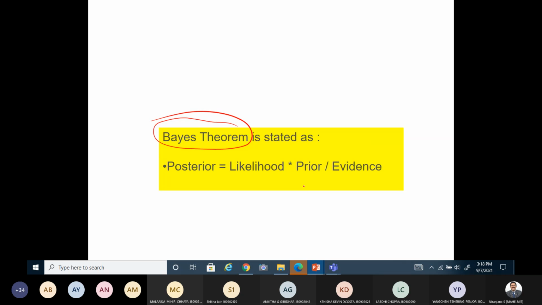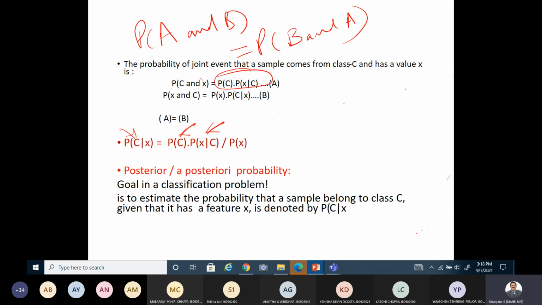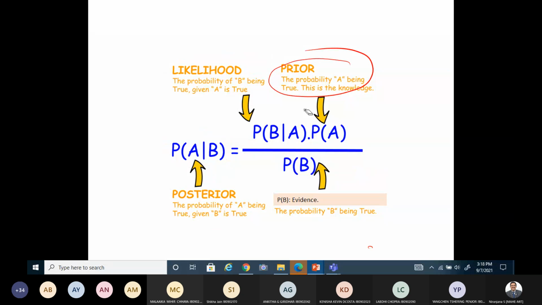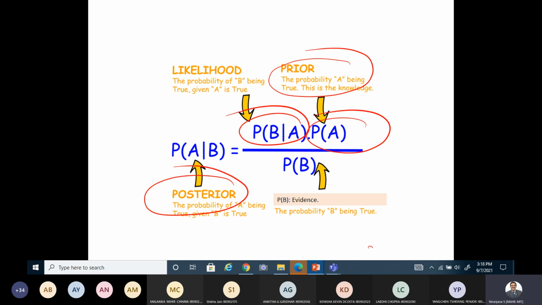That's all. The posterior probability will be calculated or related with the likelihood, prior probability, and evidence. These are the keywords you find in this theorem. One, posterior, this is likelihood, this is prior, this is evidence.